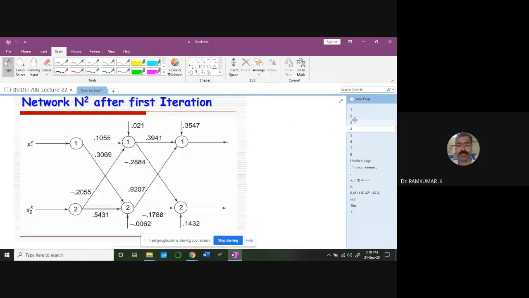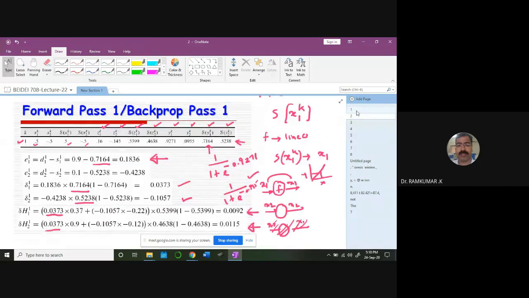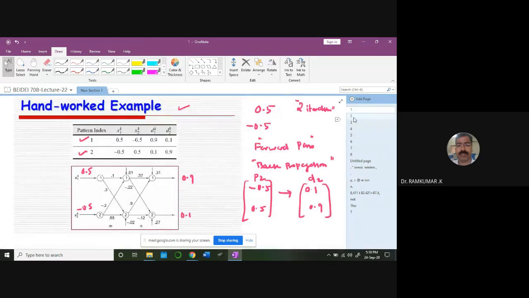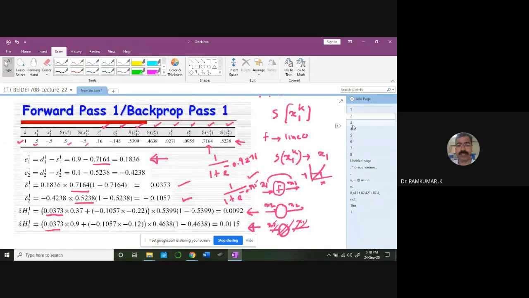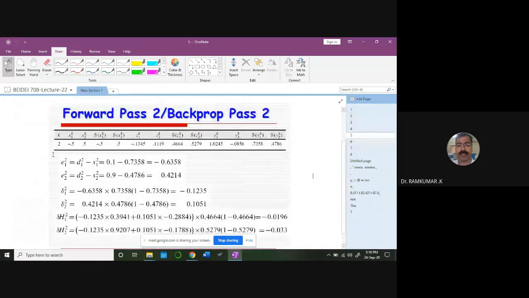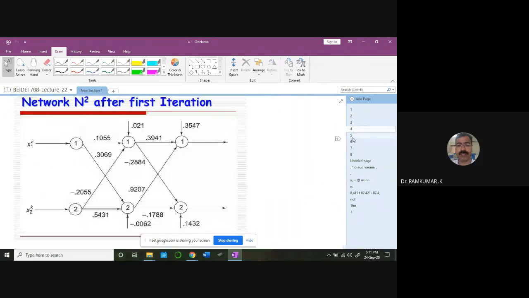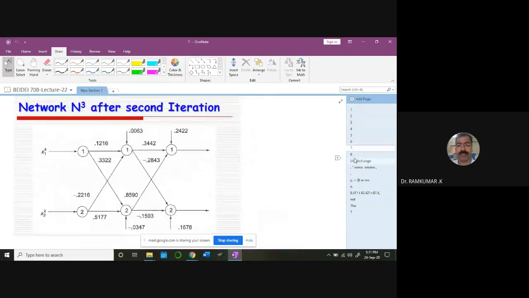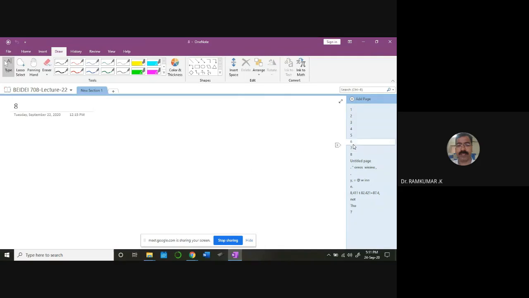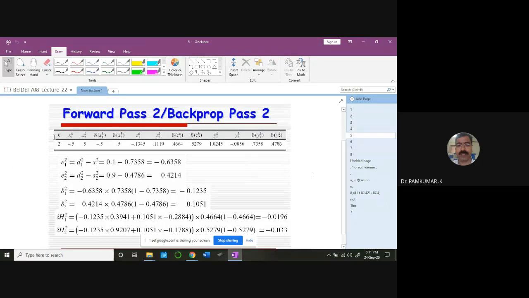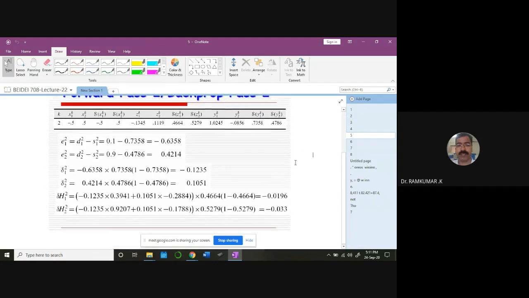Is K the iteration or the pattern? Pattern index. Same input, na? 0.5 minus 0.5. Oh, change. Yeah. So K here is the pattern index, not the iteration index. Okay? Pattern index it is. First pattern, second pattern. The updated weights are applied for the second pattern. Okay.